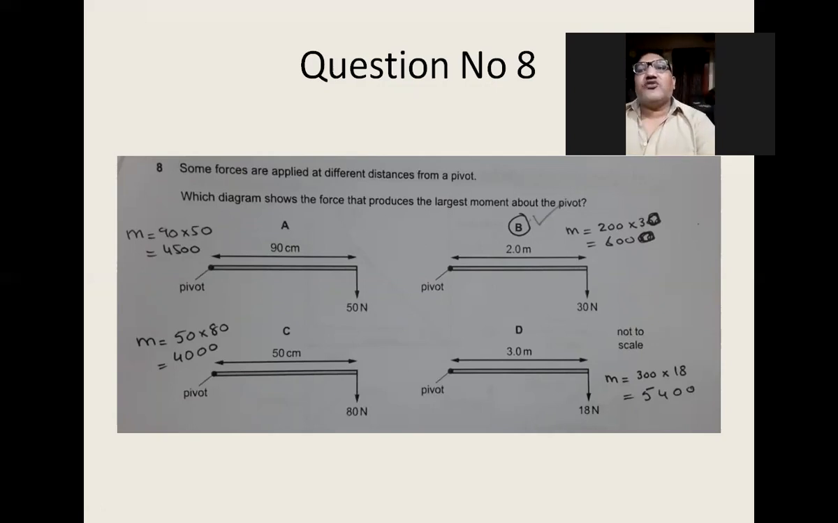Hopefully you have understood this. This question is very easy. The only tricky part is that the moment arms in A and C, their units are centimeter, and the moment arms in B and D options, they are in meters. So they should be in the same unit. All of them should be either in centimeters, or all of them should be in meters. And then you can make a good comparison between them. So B is the right option, and I hope that you have understood this.